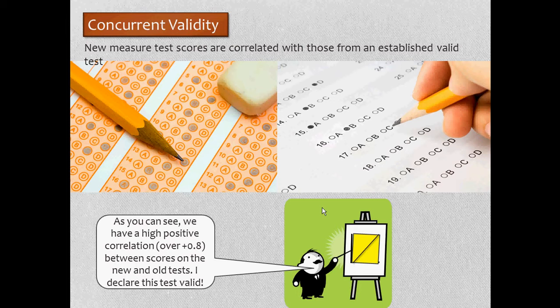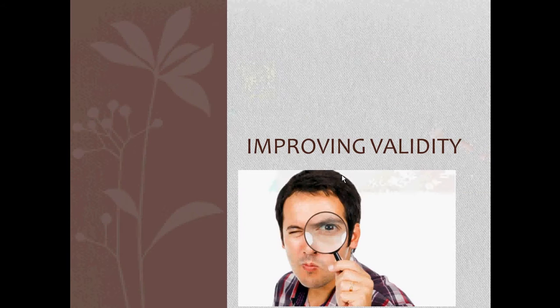concurrent validity. If, however, you were to take the new test and it said, for example, that you had an IQ score of 80, and then you took an established test and it said you had an IQ score of 120, then you'd probably find that it had very low concurrent validity.